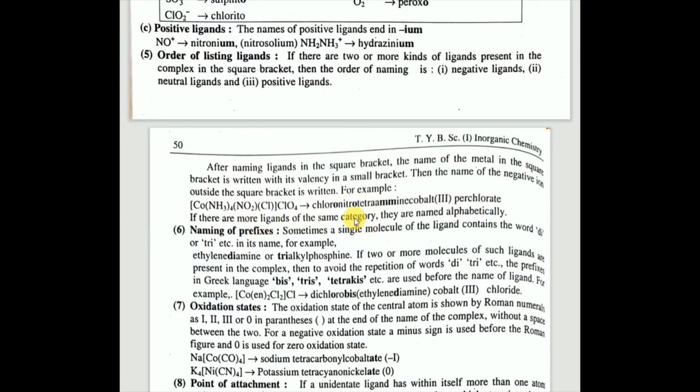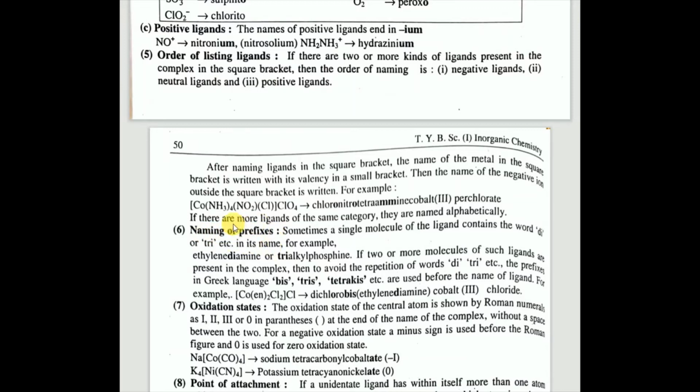Here, I already said if there are 2 ligands of the same kind, means either 2 positive ligands, 2 negative ligands or 2 neutral ligands, then we write their names alphabetically. I already explained. This is the fifth rule. Then friends, the sixth rule, naming the prefix.